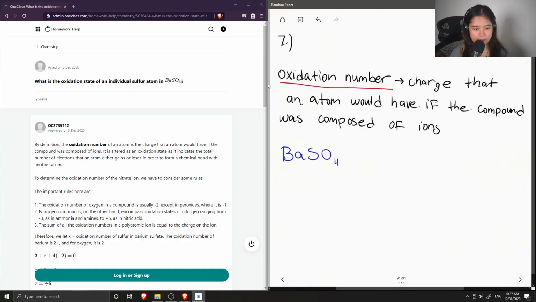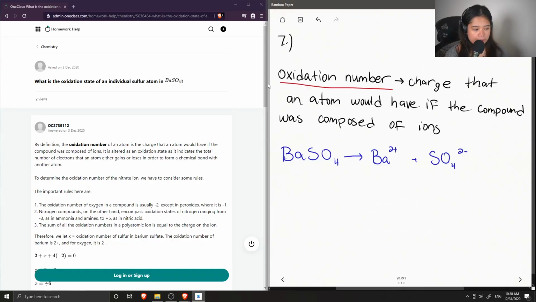We can separate it into its ions to make it easier for us to find the oxidation numbers. So SO4 is an example of a polyatomic ion called sulfate, and it has a charge of 2-. So if we were to break apart barium sulfate, barium has a 2+ charge, and the sulfate ion in total has a 2- charge.